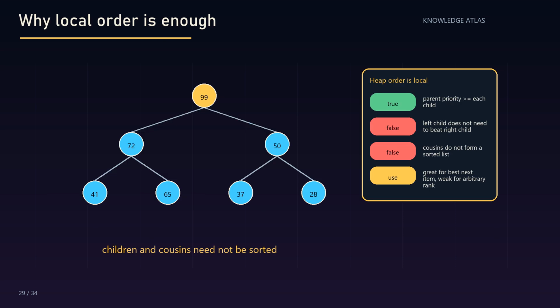The parent rule may feel too weak at first. But for priority queues, local order is exactly the right amount. If every parent beats its children, no child can secretly outrank the root. The root is safe, even if the lower levels are not globally sorted.